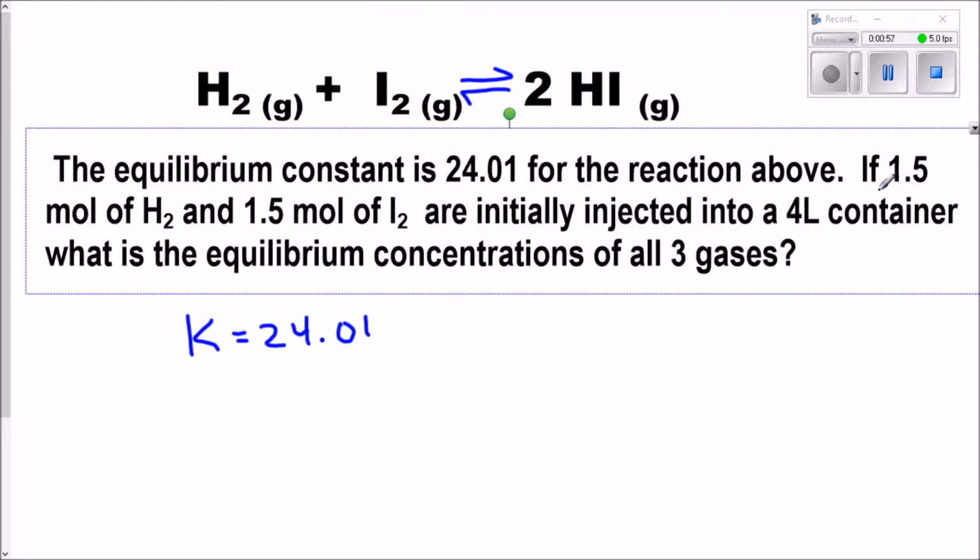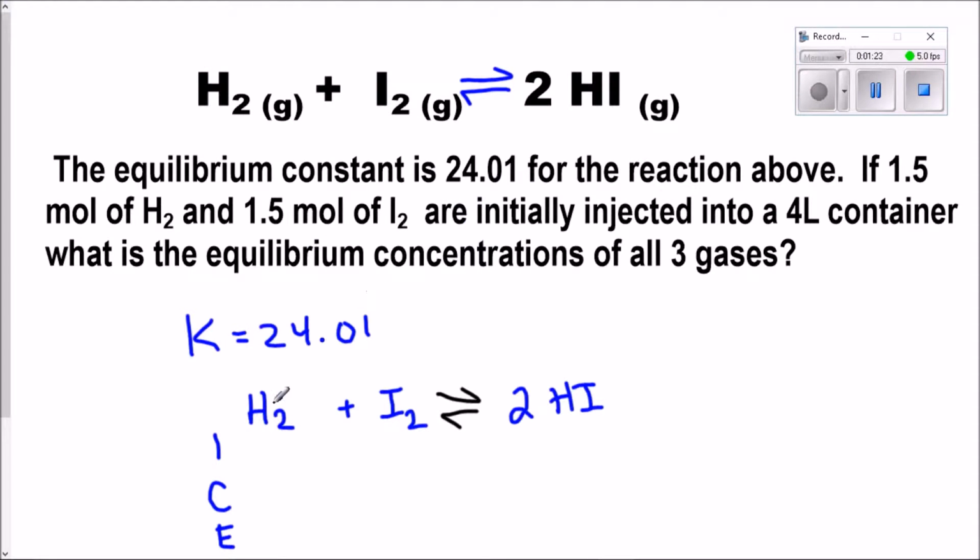And it's saying that we're going to inject in this chamber 1.5 moles of H2 initially, 1.5 moles of I2 initially. It doesn't say anything about HI, so I'm going to assume that's 0. It's injected into a 4-liter container, and it doesn't tell me anything about equilibrium. But it's asking me about equilibrium. So whenever you're given initial information, but you want to know about equilibrium, that means we have to set up an ICE table. Let's do so.